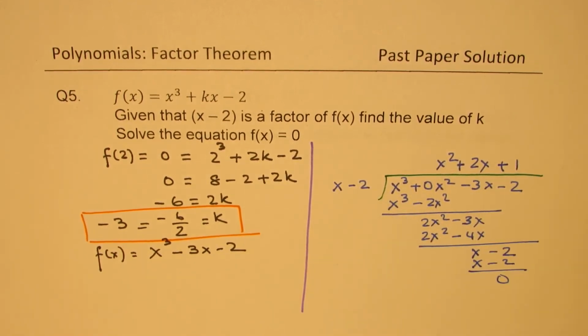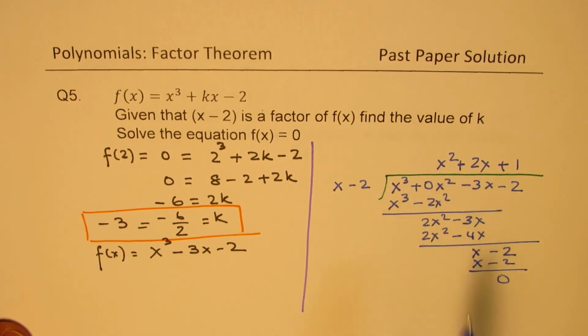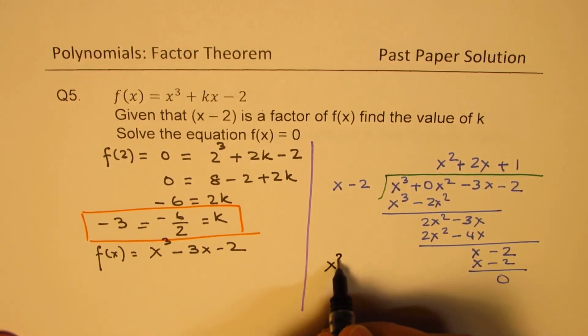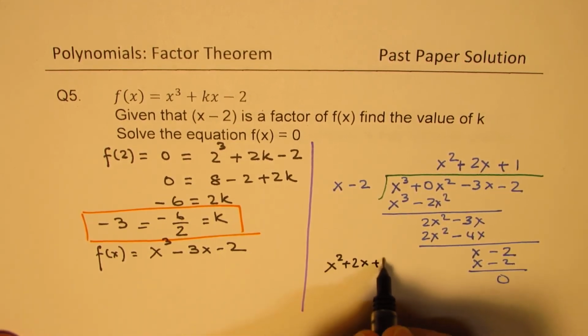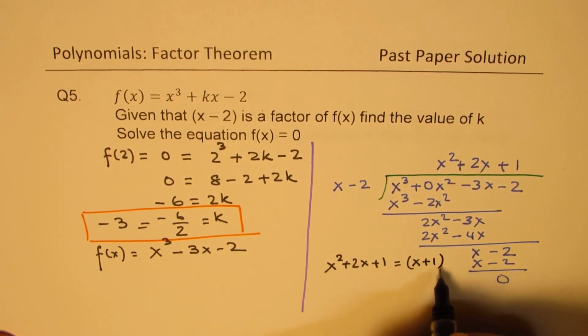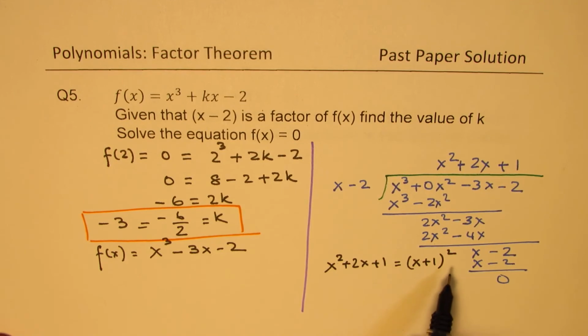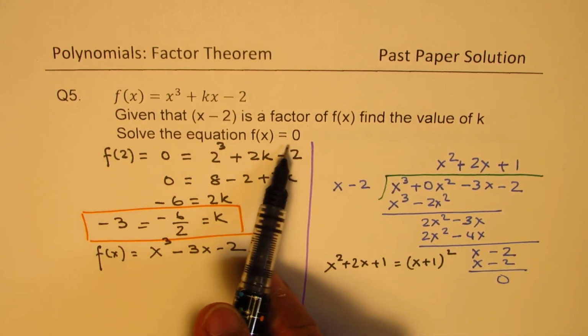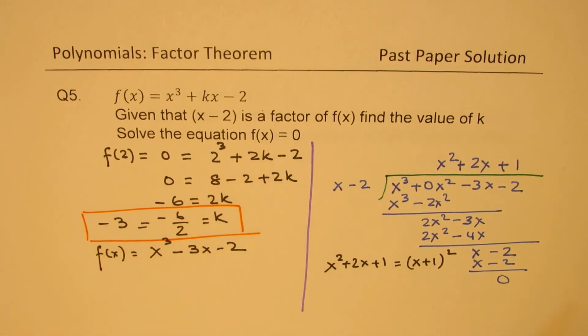So as expected, we do get the quadratic equation x squared plus 2x plus 1. Now we need to factor this, correct? We know x squared plus 2x plus 1 is a perfect square, and this can be written as x plus 1 whole square. So we have this particular solution, correct? We need to solve this equation for f of x equals 0.